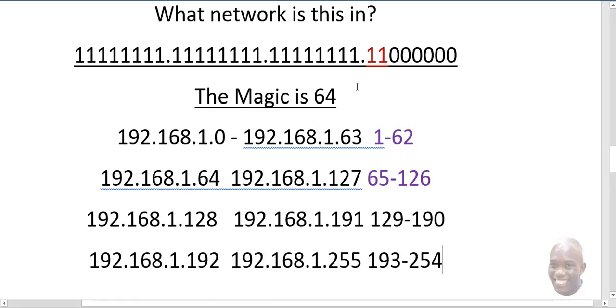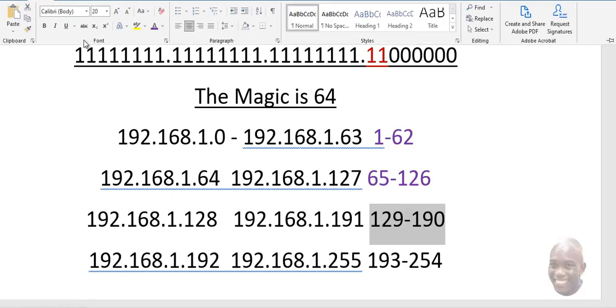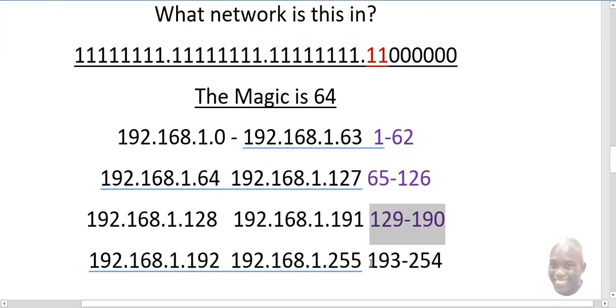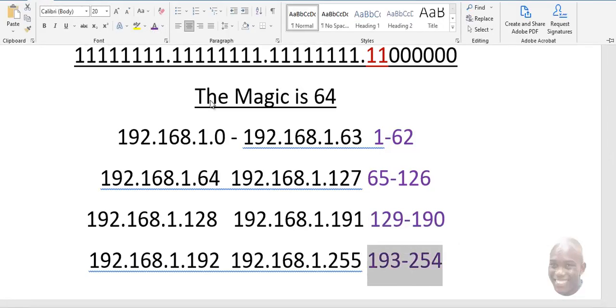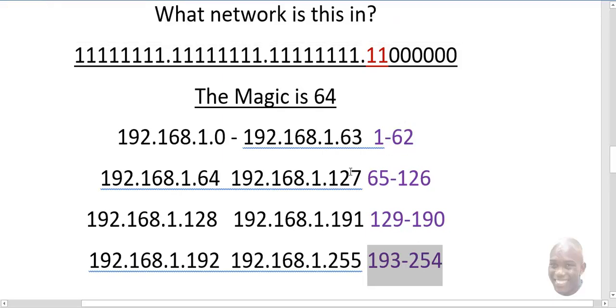So basically, this magic number identifies also the number of networks you would get, right? In this case, we get 4 networks. It also tells us with these networks, we could derive the network address as well as the broadcast address. And as you can see, the broadcast address in this case would be 63, 127, 191, 255. The network would be 0, 64, 128, and 192.